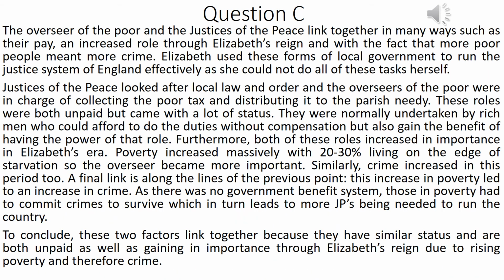The overseer of the poor and the justices of the peace linked together in many ways, such as their pay, an increased role through Elizabeth's reign, and with the fact that more poor people meant more crime. Elizabeth used these forms of local government to run the justice system of England effectively, as she could not do all of these tasks herself. Justices of the peace looked after local law and order, and the overseers of the poor were in charge of collecting the poor tax and distributing it to the parish needy.